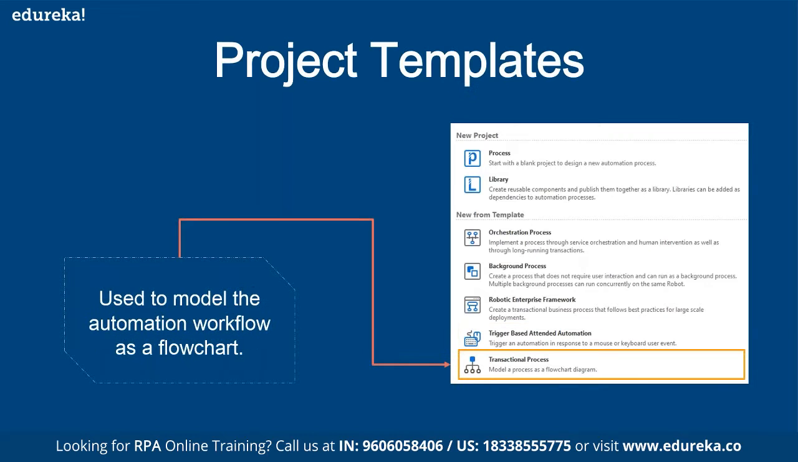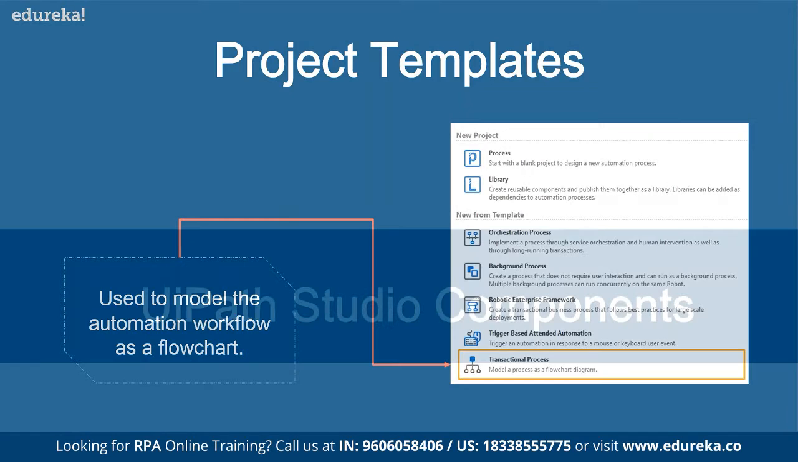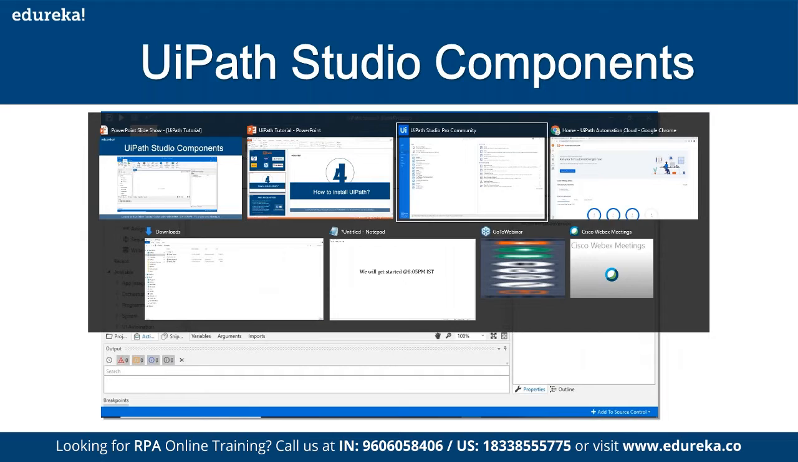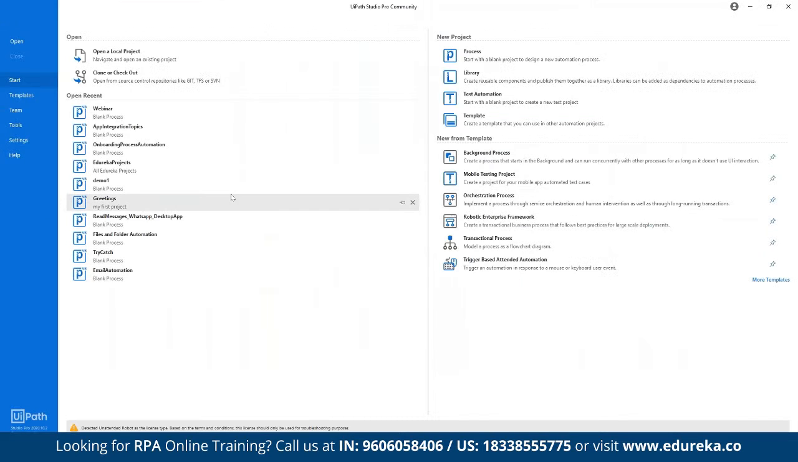And based on the workflow model, if at all you want to have a flow chart model, you can use this transactional process template. So these are all the templates that you have in UiPath. So this was the very first page, right? So now I'll go and click on this new project using the process.